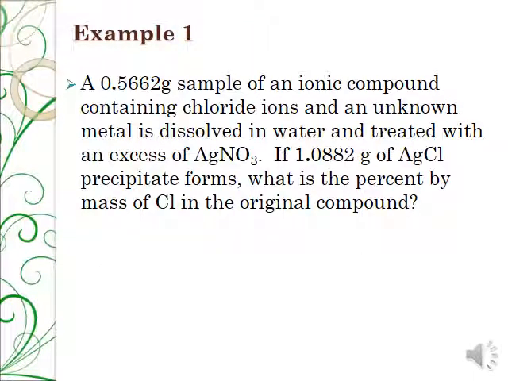Now let us look at example 1. A sample of an ionic compound containing chloride ion and an unknown metal is dissolved in water and treated with excess silver nitrate. If 1.0882 gram of silver chloride precipitate forms, what is the percent by mass of chloride in the original compound? Now how do we solve this question? You have to use the formula that you should memorize in the earlier slides.